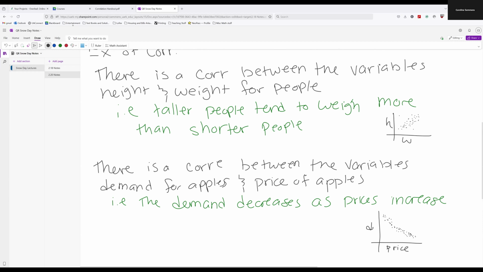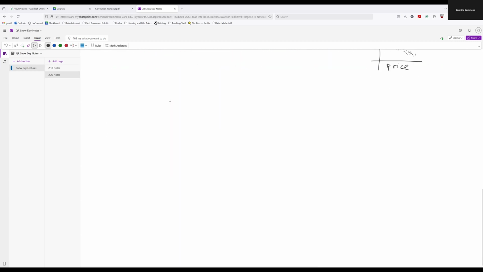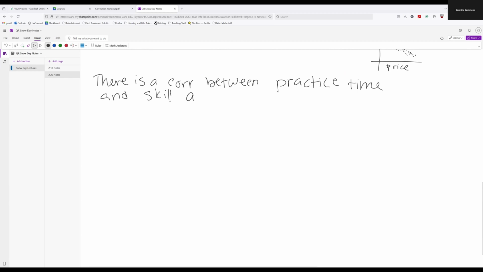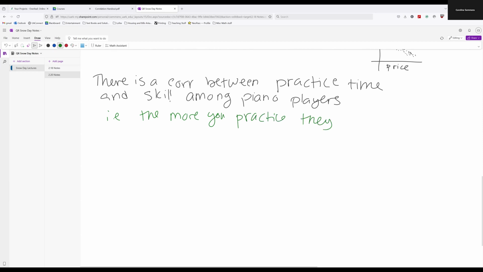And then lastly, what we're going to look at is one last example. So there is a correlation between practice time and skill among piano players. So the more you practice, the better you play.